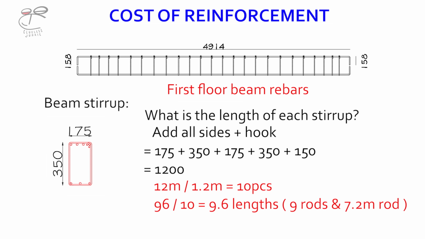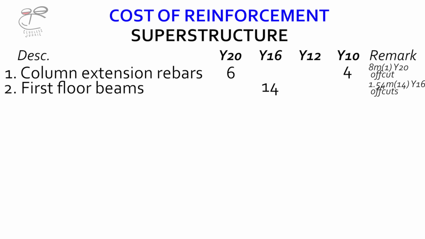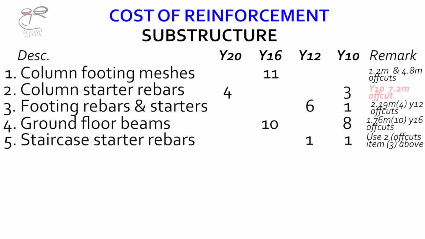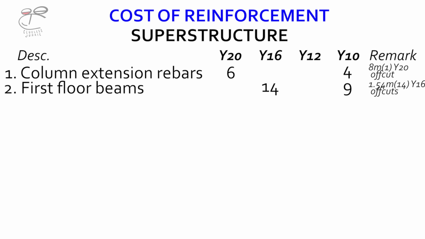So that's 9 12 meter rods and offcuts. So we're going to put that 9 on the list, and then we use offcuts from item 2 there to supplement that. So we use 7.2 meter offcut from the second item in the substructural part to supplement that. The next item is the staircase rebars.